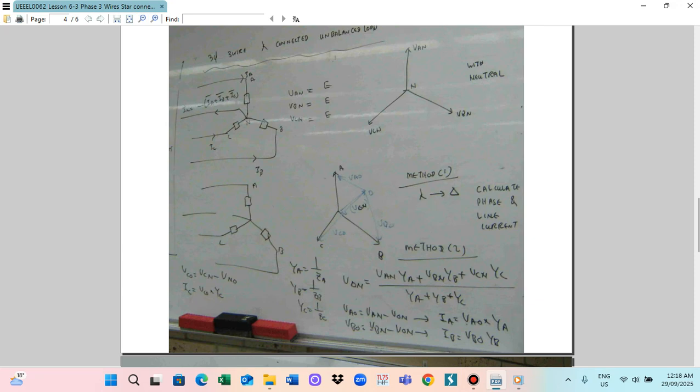But sometimes the neutral wire can break down. A neutral wire breaking down is a danger. When the three-phase is unbalanced and the neutral wire breaks down, what will happen? This is an original start point. So this is VAN, VBN, and the VCN. This is the star point. So this is for the case with the neutral wire.